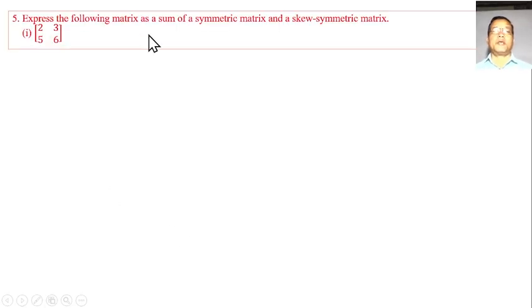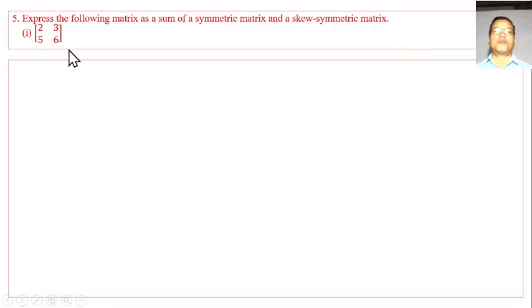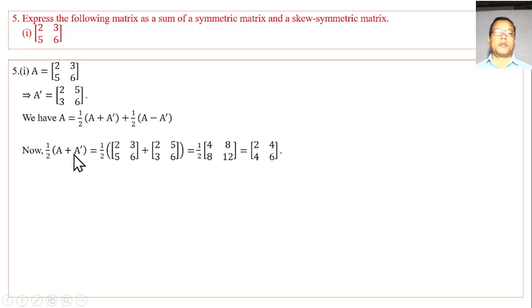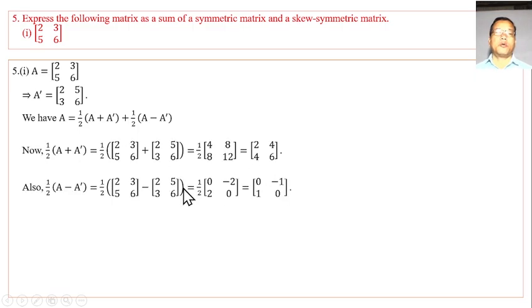Express the following matrix as a sum of a symmetric matrix and a skew symmetric matrix. The given matrix is a sum of two matrices, a symmetric matrix and a skew symmetric matrix. For the given matrix A, we take A transpose. We have learned that A equal to this plus that. Half of A plus A transpose gives a symmetric matrix. Then half of A minus A transpose gives the additive inverse, with diagonal elements zero, a skew symmetric matrix. Therefore, the given matrix is the sum of a symmetric matrix and a skew symmetric matrix.